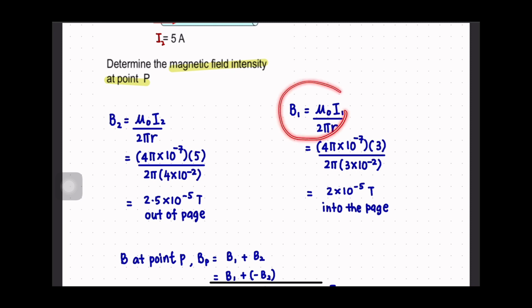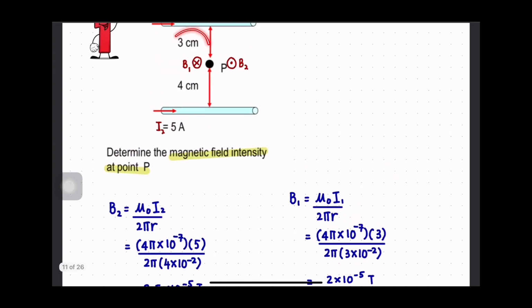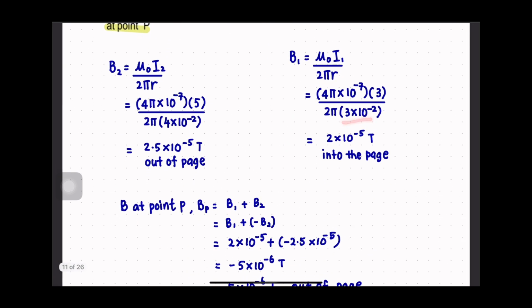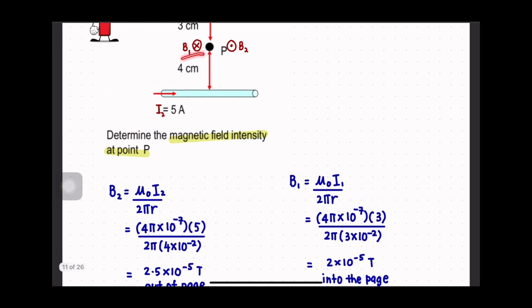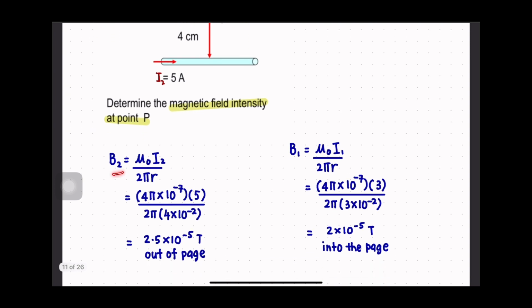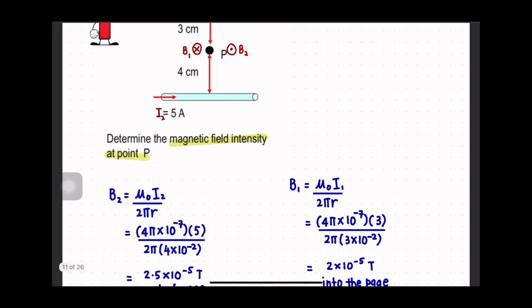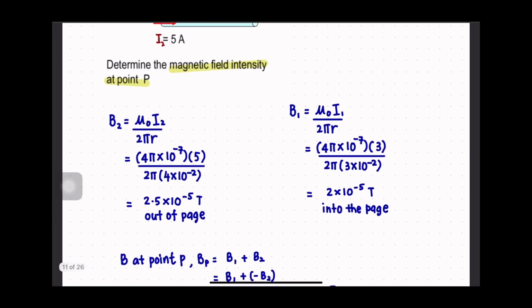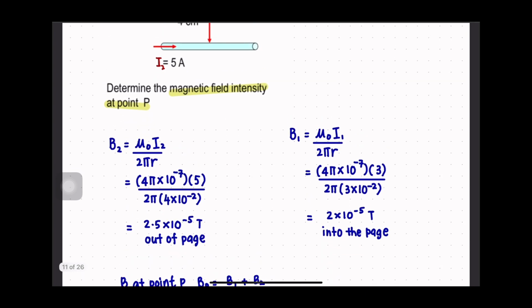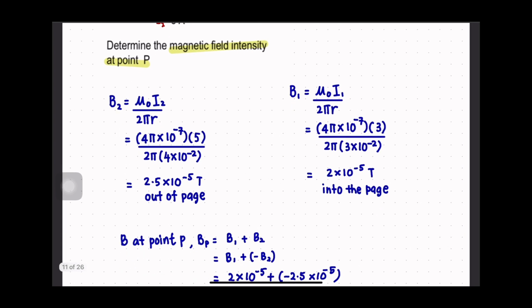So B1 is equal to mu naught I1 over 2 pi R. Substitute the value for each. Okay, pastikan you substitute yang betul lah dan tukar dalam unit SI. So you akan dapat 2 times 10 to the power of -5 Tesla. Direction dia adalah into the page for B1. Okay, next for B2. B2 is equal to mu naught I2 over 2 pi R. So substitute the value for I 5 ampere and don't forget the distance dia adalah 4 cm. Sorry, bukan radius, kita panggil distance. Okay, simbol je R tapi dia adalah distance. Okay, so the answer is 2.5 times 10 to the power of -5 Tesla. So direction adalah out of page.